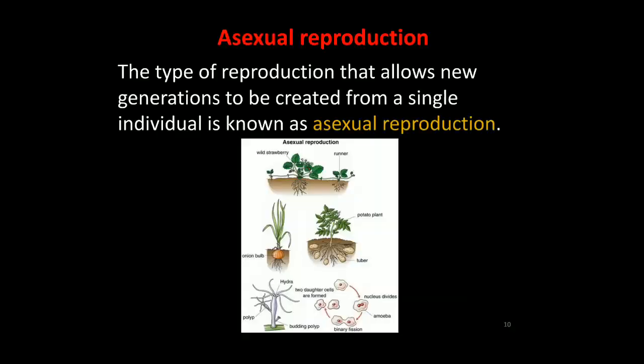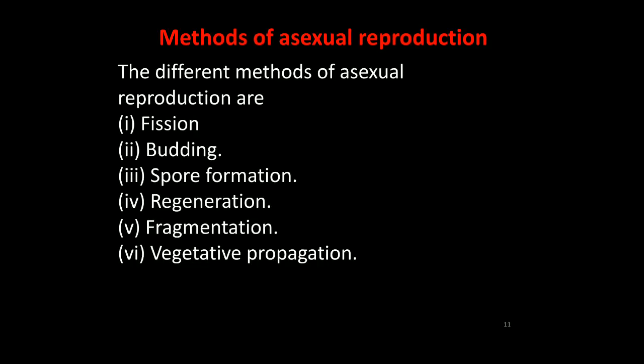First, let us see asexual reproduction. What is asexual reproduction? The type of reproduction that allows new generations to be created from a single individual or single parent is known as asexual reproduction. Now, there are varieties of different methods of asexual reproduction. The different methods of asexual reproduction are fission.